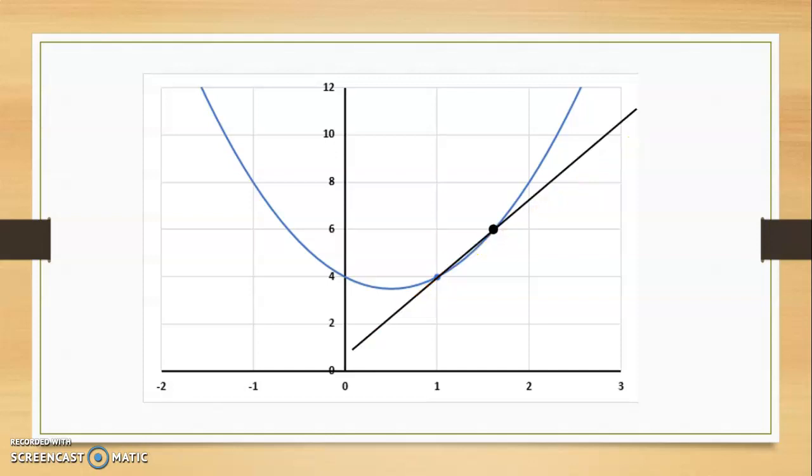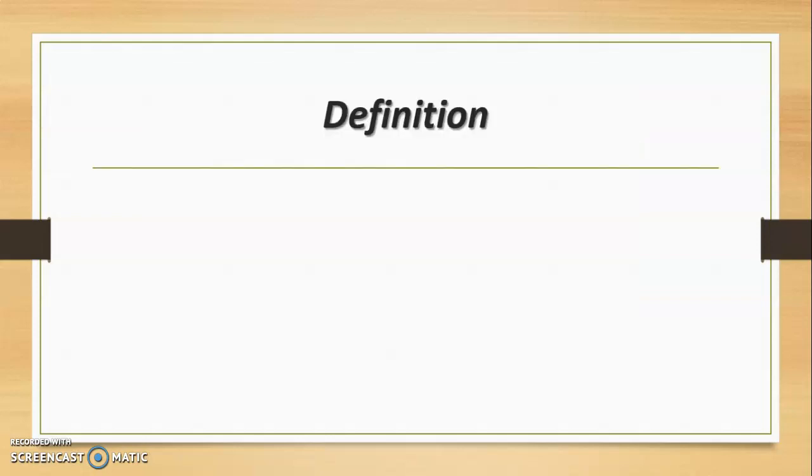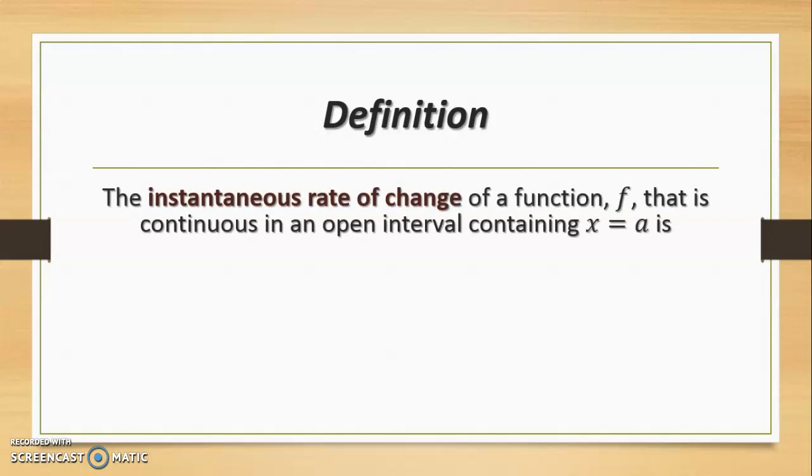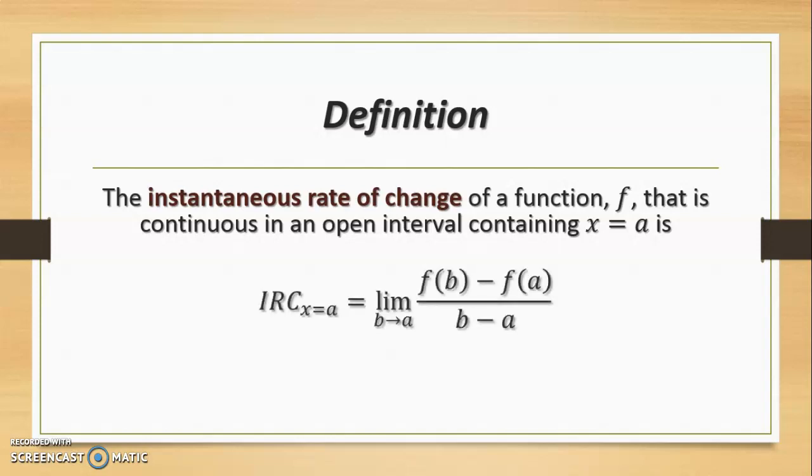You probably noticed that in our sequence of operations, what is a secant line is becoming more and more like a tangent line, which would just skim the surface of the quadratic function. So here's our second definition. The instantaneous rate of change of a function f that is continuous on an interval around x equals a is the limit as b approaches a of the quotient f(b) minus f(a) over b minus a.